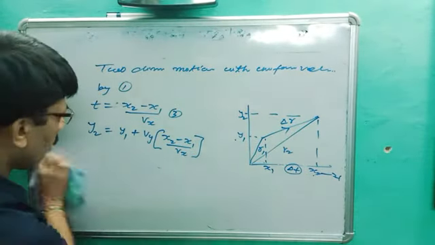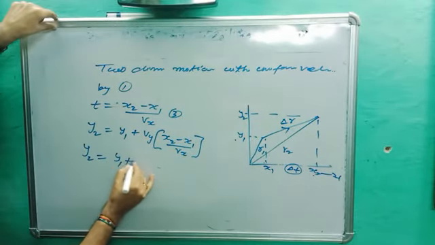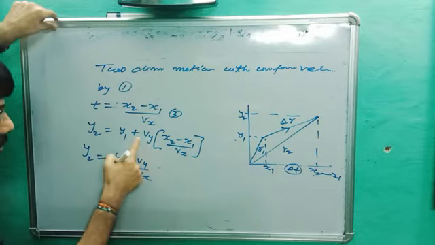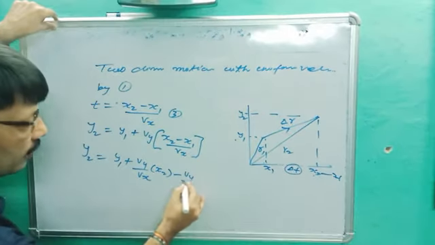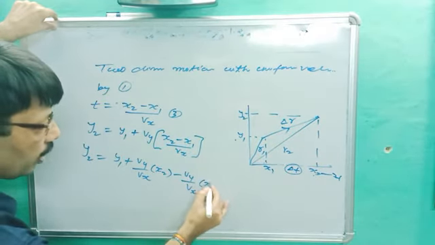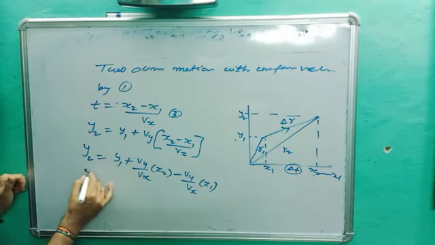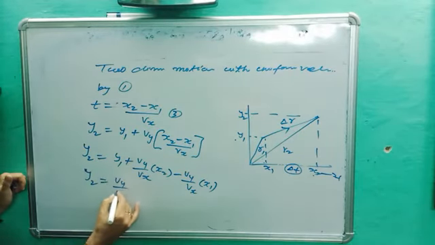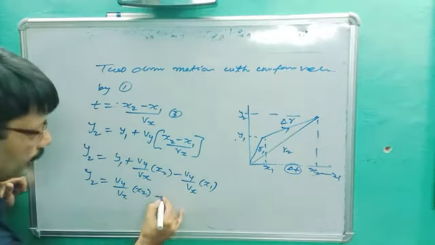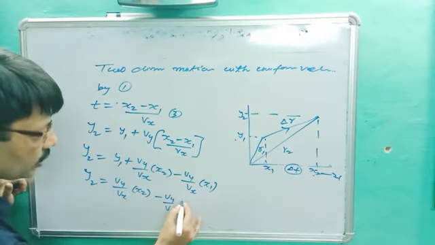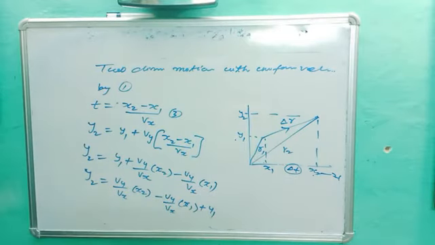What we get here: y2 is equal to y1 plus Vy upon Vx into x2 minus Vy upon Vx into x1. Are you getting the point? We can arrange it: y2 is equal to Vy upon Vx into x2 minus Vy upon Vx into x1 plus y1.